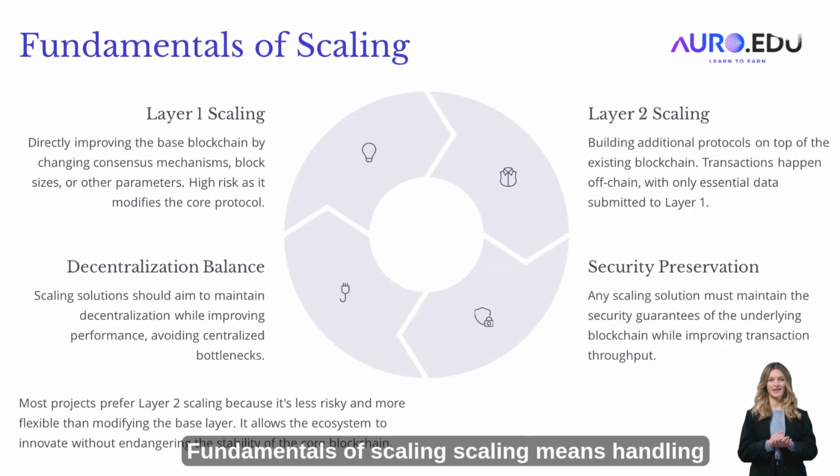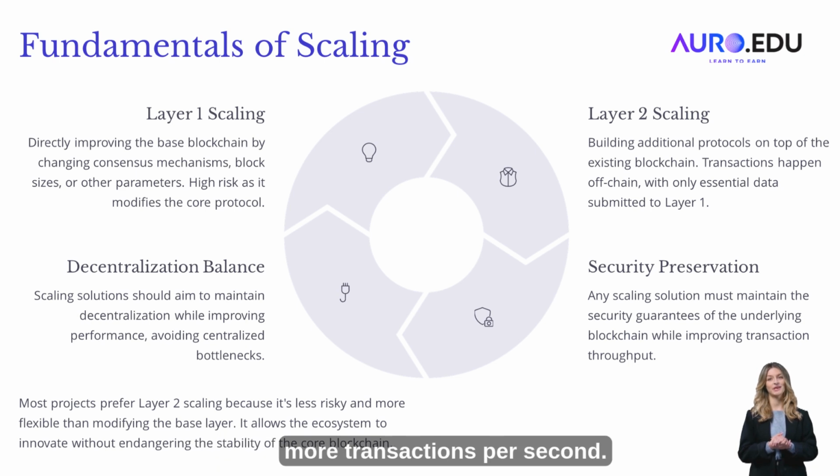Fundamentals of scaling means handling more transactions per second. One method is to make the base chain faster, called Layer 1 scaling. The other is to add layers above it, called Layer 2 scaling. Layer 1 changes are risky since they alter the core system. Layer 2 is more flexible, so most projects prefer this approach.